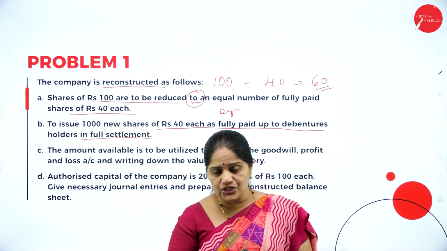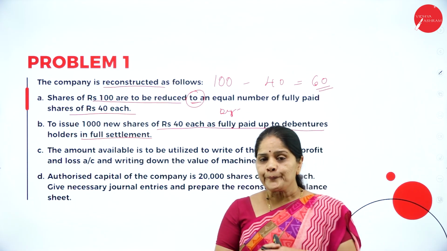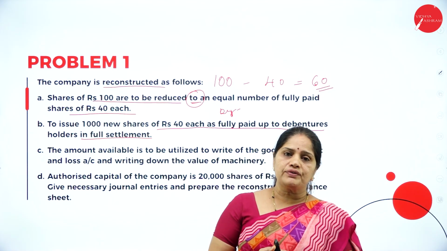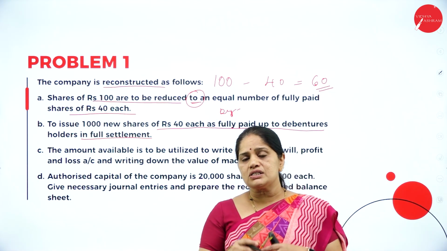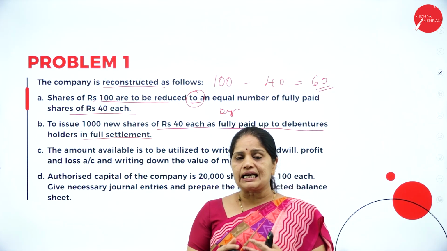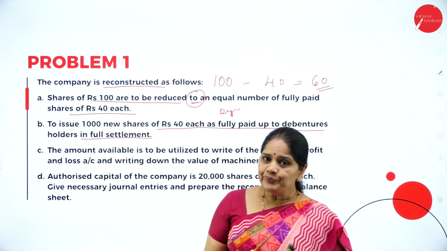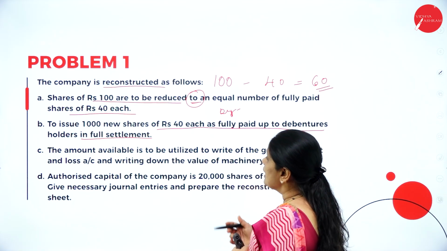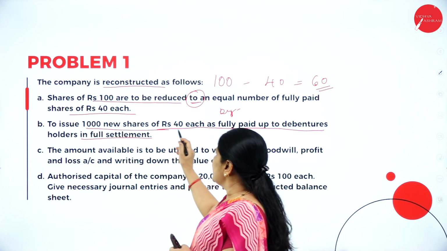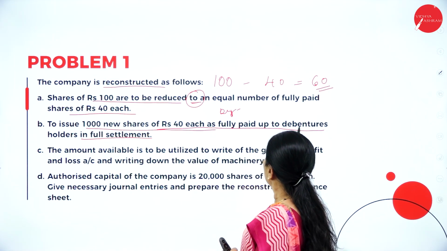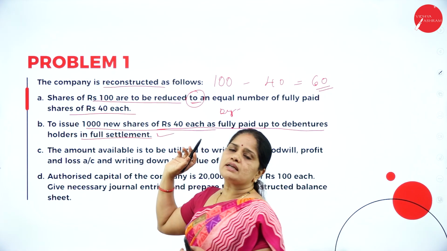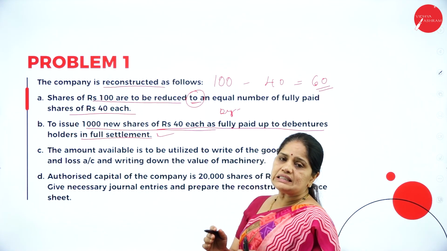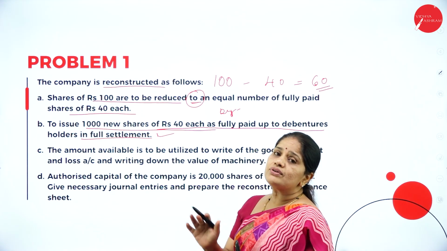So in the previous session, we had a discussion on capital reduction or alteration of capital. So why do we do alteration of capital? It is mainly to write off the losses. We have to settle the debentures. We have to settle the creditors and the debtors, etc. So here we are settling the debentures. How are they settling the debentures? By issuing 1000 new shares of rupees 40 each as fully paid to debenture holders in full settlement. So they are paying the debenture holders 1000 into 40, that is 40,000, as equity shares in full settlement.